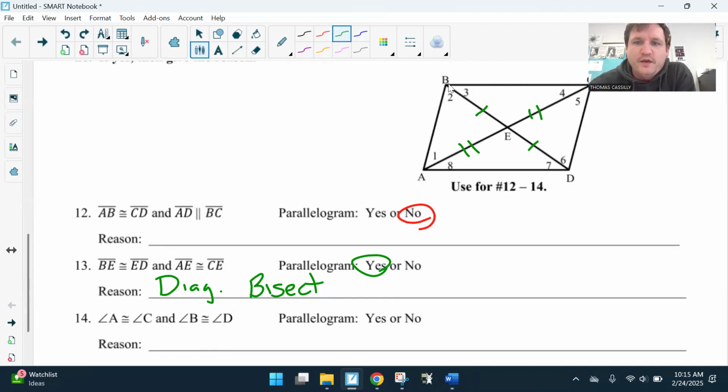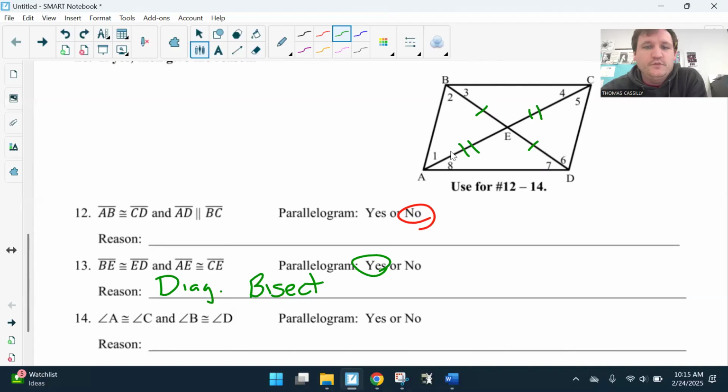If you want to think about BD, that whole section BD is getting cut into two equal pieces, BE and ED. AC is getting cut into two equal pieces. AE and EC are congruent. So both diagonals are getting bisected, so that one is a yes.